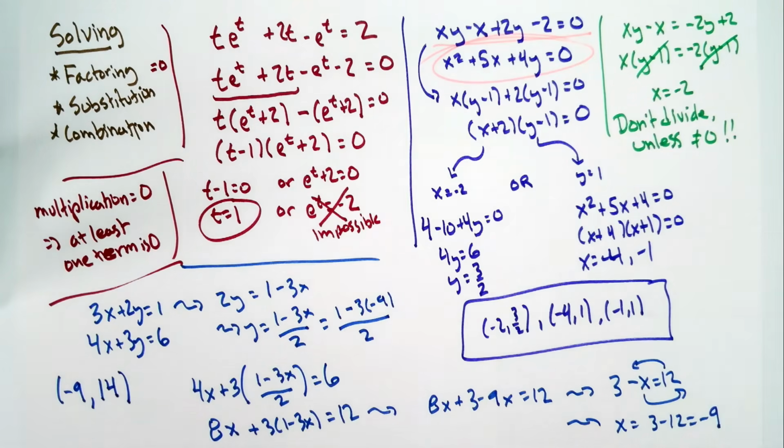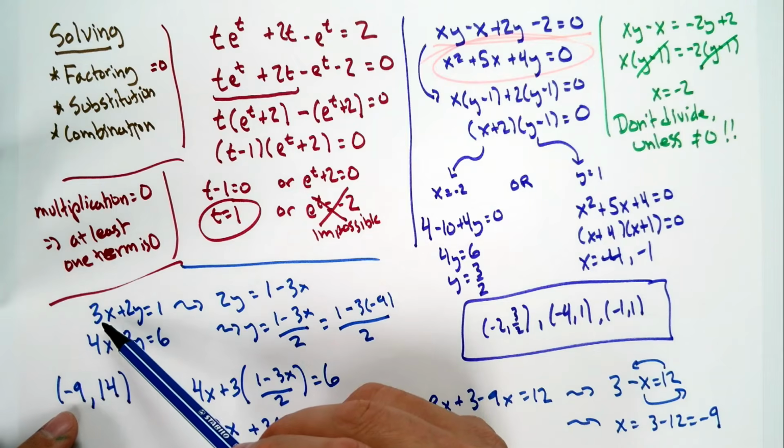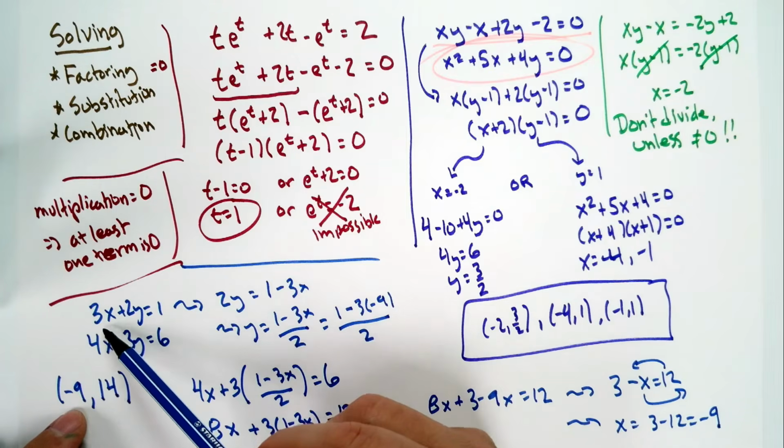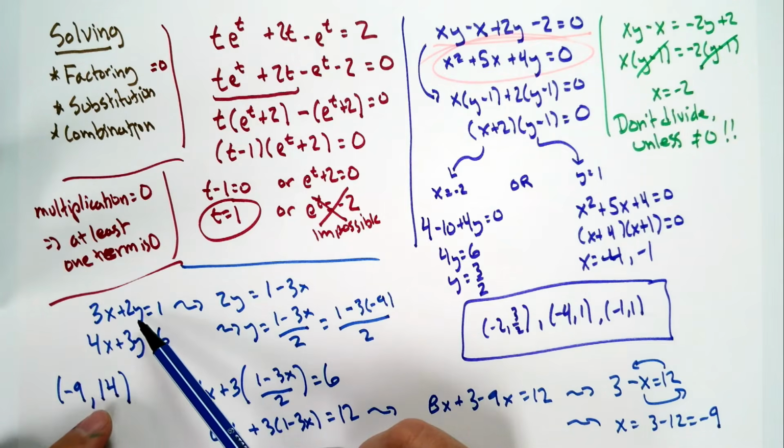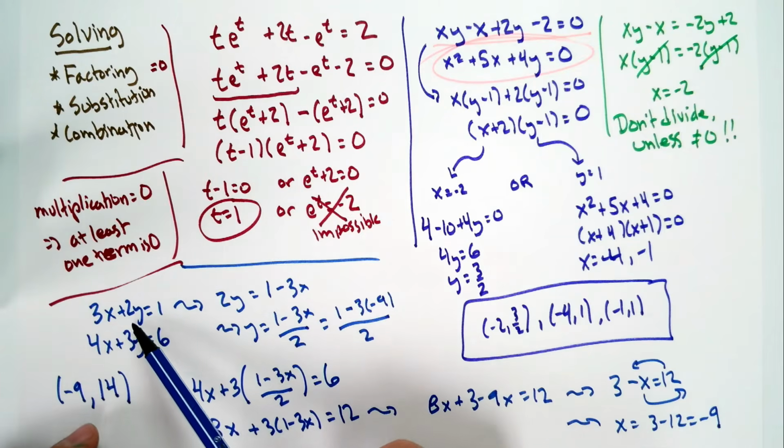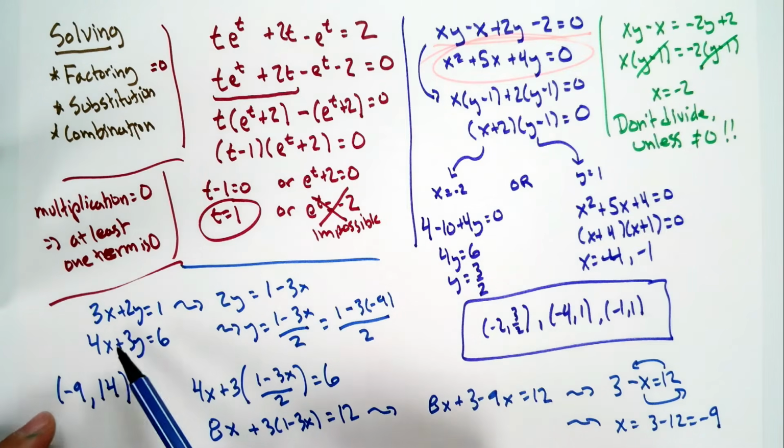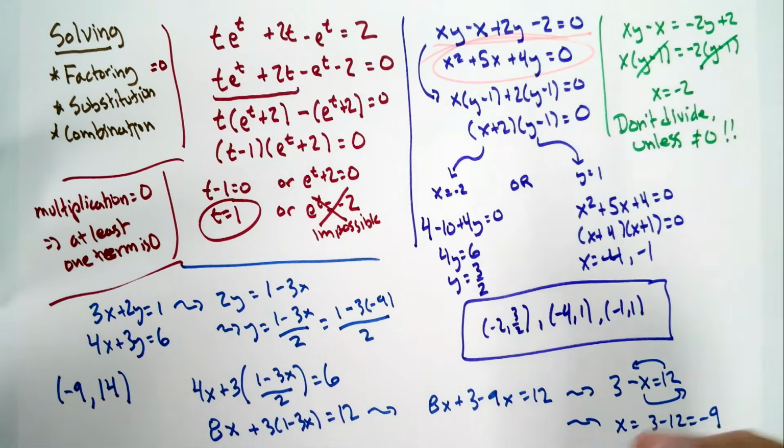Good. Now, one of the things you can always do is after you've done a problem, you can check. So here we can say, well, okay, let's check. 3 times negative 9 is negative 27. 2 times 14 is 28. Negative 27 plus 28 is 1. Good. 4 times negative 9 is negative 36. 3 times 14 is 42, the answer to life, the universe, everything. Negative 36 plus 42 is positive 6.